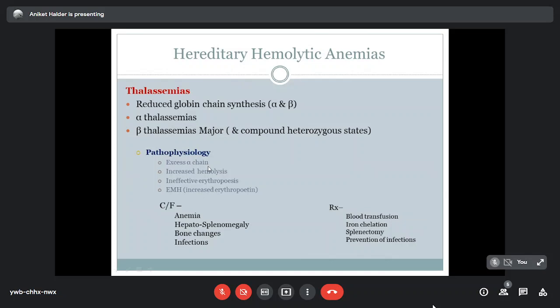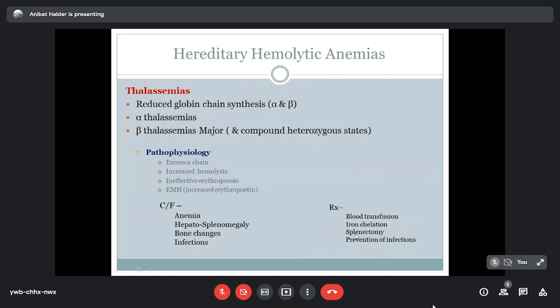So, to compensate for this anemia, there is extramedullary hematopoiesis due to increased erythropoietin drive, and ultimately there is splenomegaly. There is massive splenomegaly, and this massive splenomegaly will cause hypersplenism by increased trapping of these red cells. So the clinical features will be anemia. There will be hepatosplenomegaly, as I said. There will be bone changes mainly, and there will be increased susceptibility to infections.